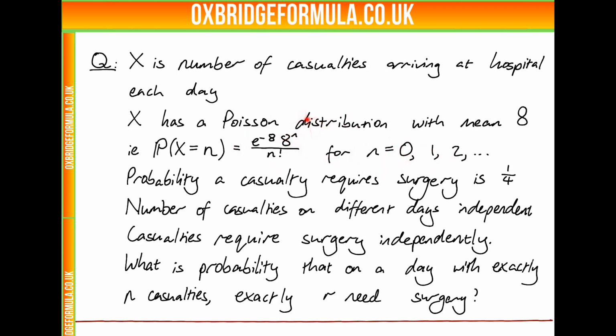You may not have seen the Poisson distribution before, but this probability here, the probability that X equals N, totally defines what the distribution is. So this exactly tells us how X is distributed. We're also told that the probability that a casualty requires surgery is 1/4, and that the number of casualties on different days is independent, and also casualties on the same day requiring surgery are independent events. And we're asked, what is the probability that on a day with exactly N casualties, exactly R will need surgery?